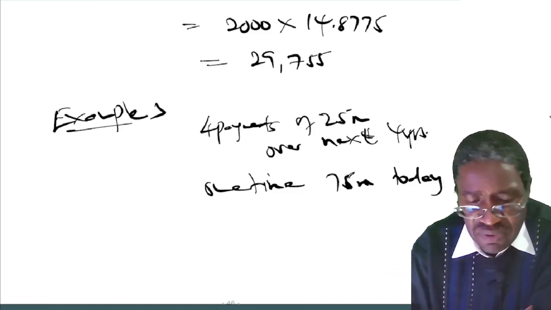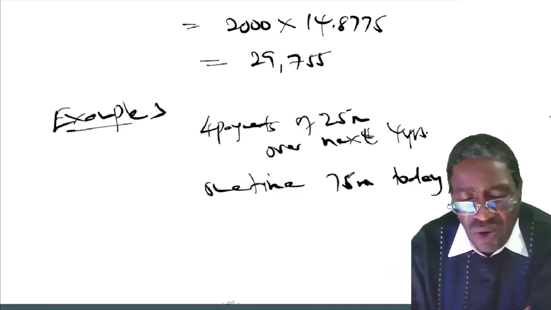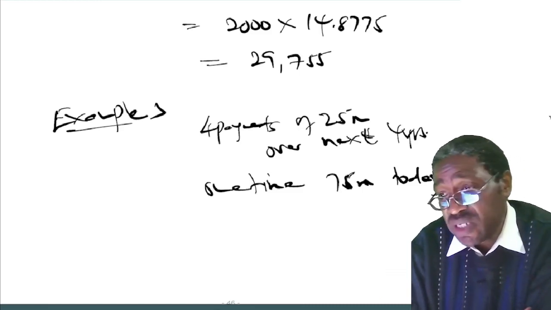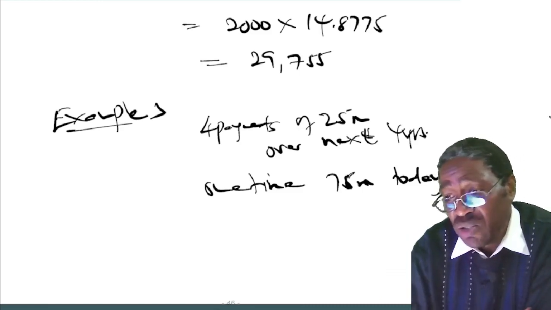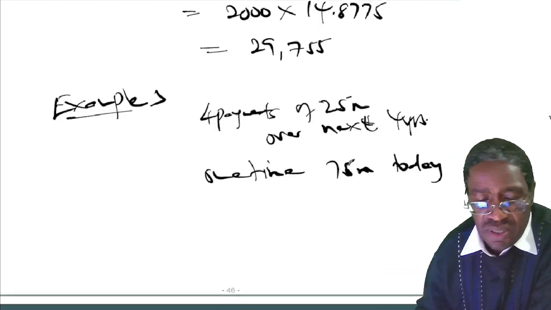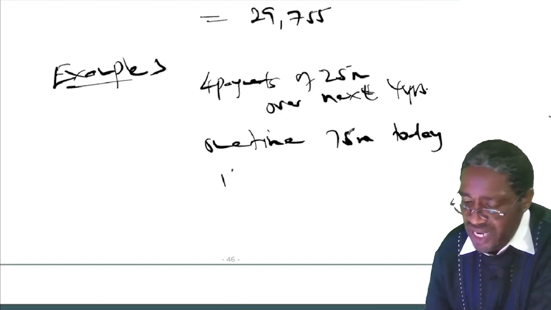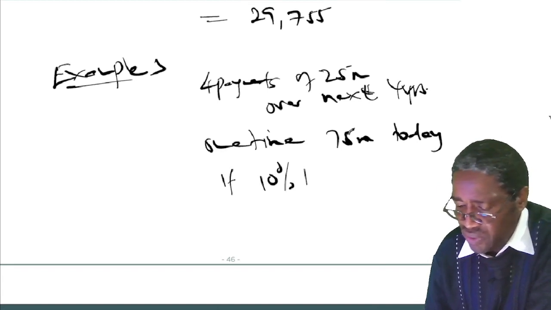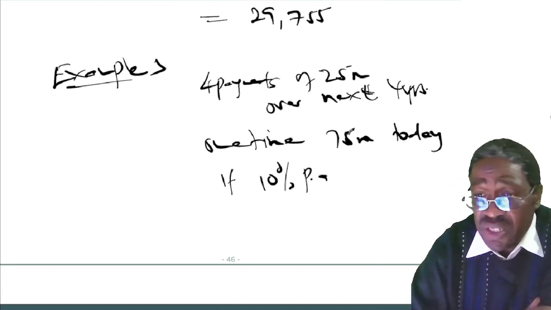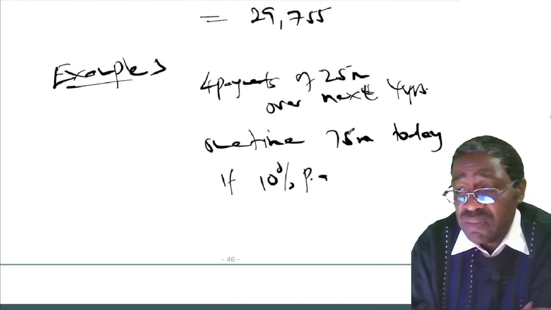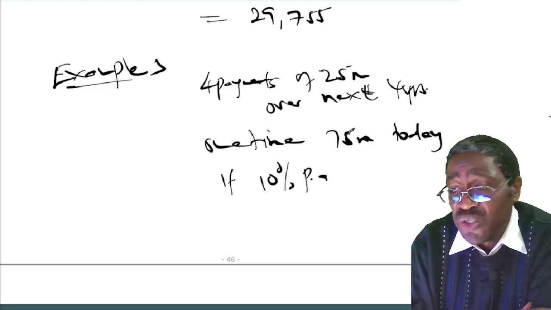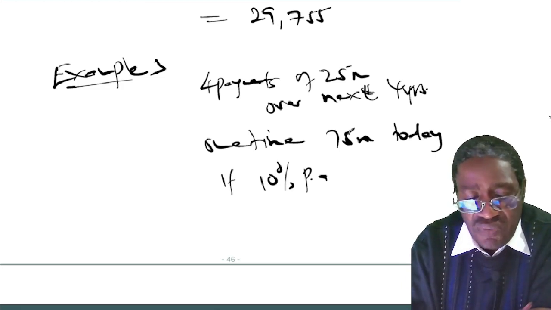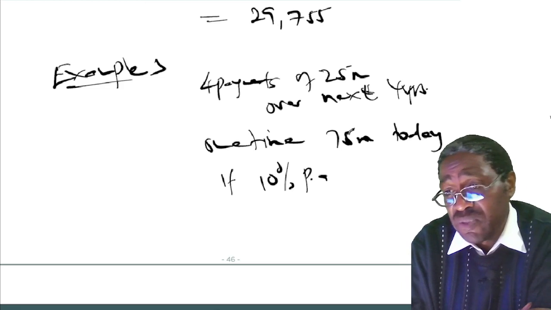Another paragraph. Which one would you take? If the interest rate is 10% per annum, which one will you take?